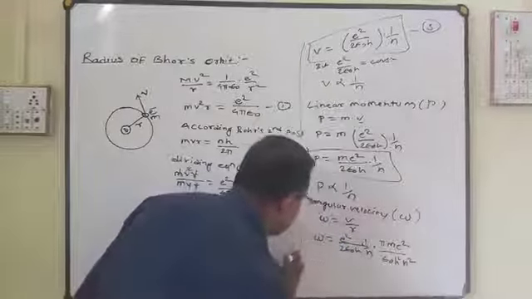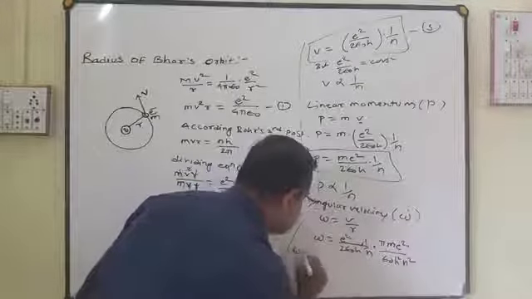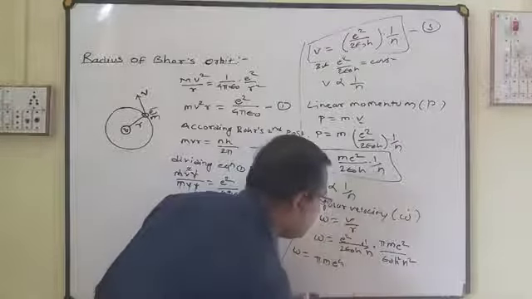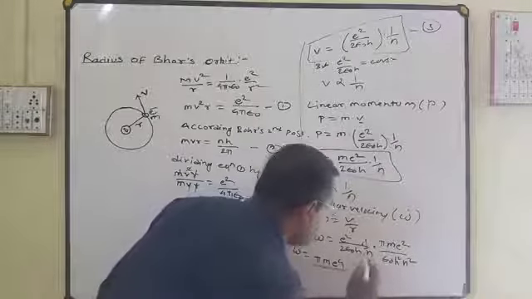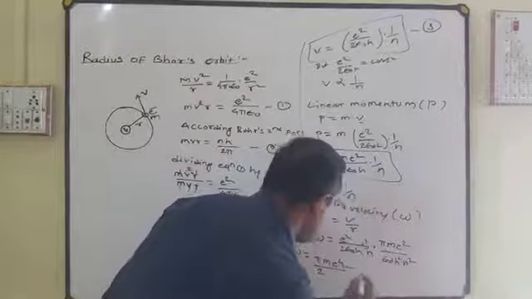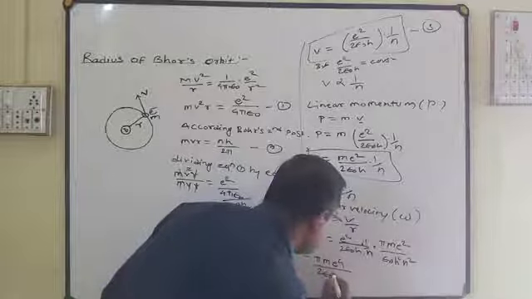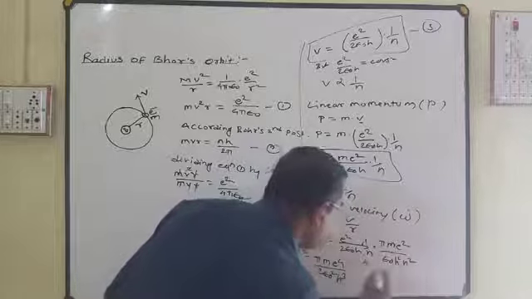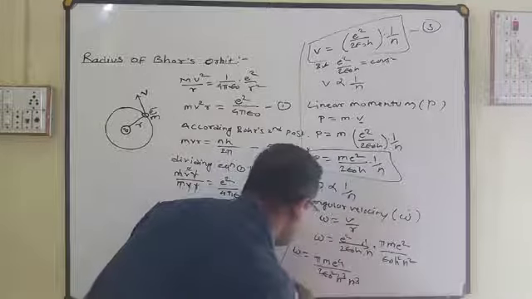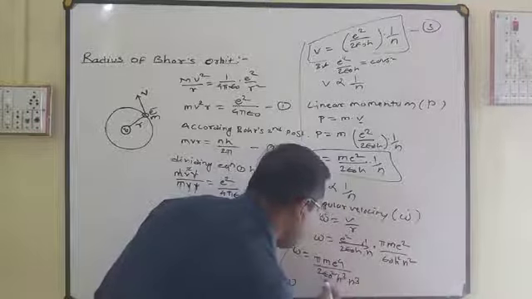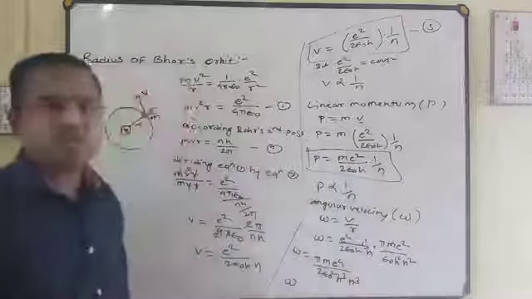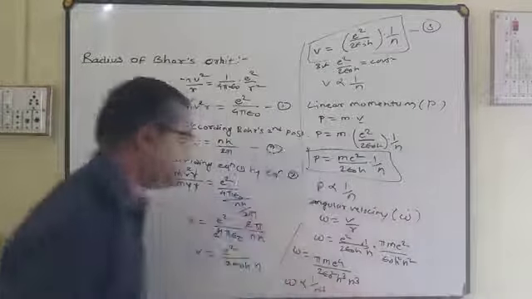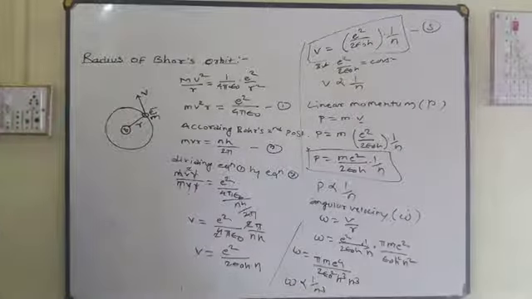So the value of omega becomes omega = pi m e⁴ divided by 2 epsilon naught² h³ n³. Here pi, m, e, 2, epsilon naught and h are constant terms. So we can write that omega is inversely proportional to the cube of the principal quantum number.